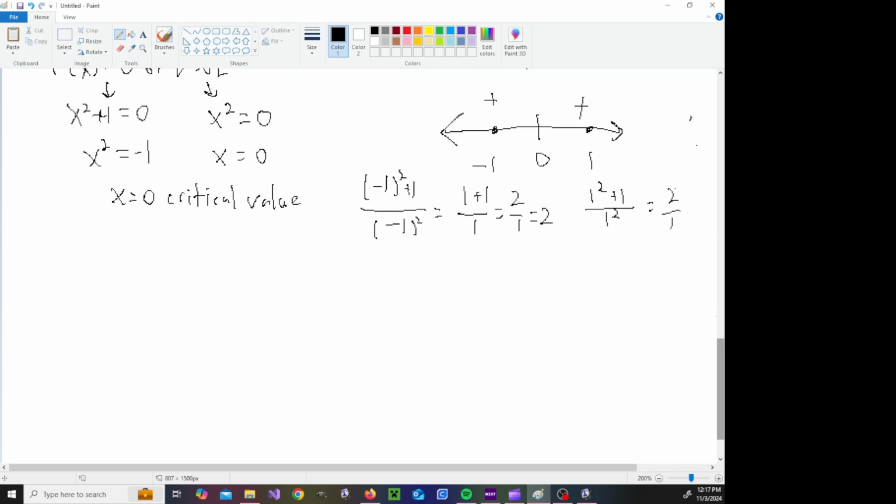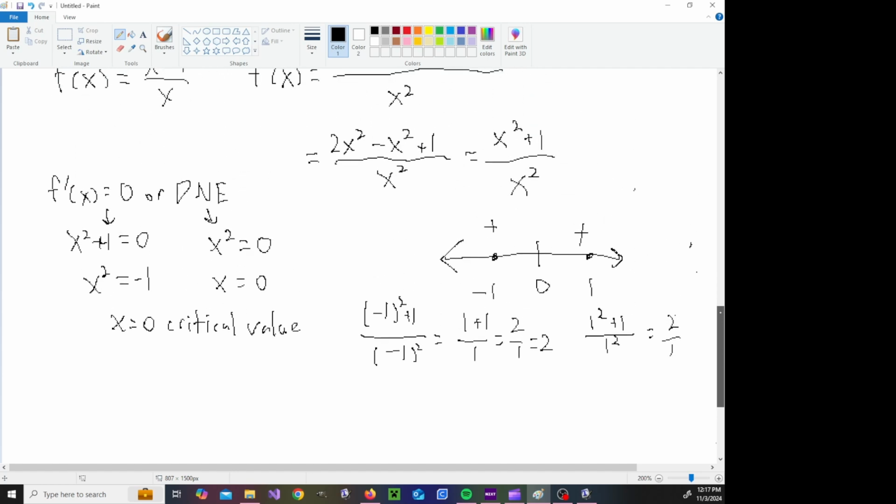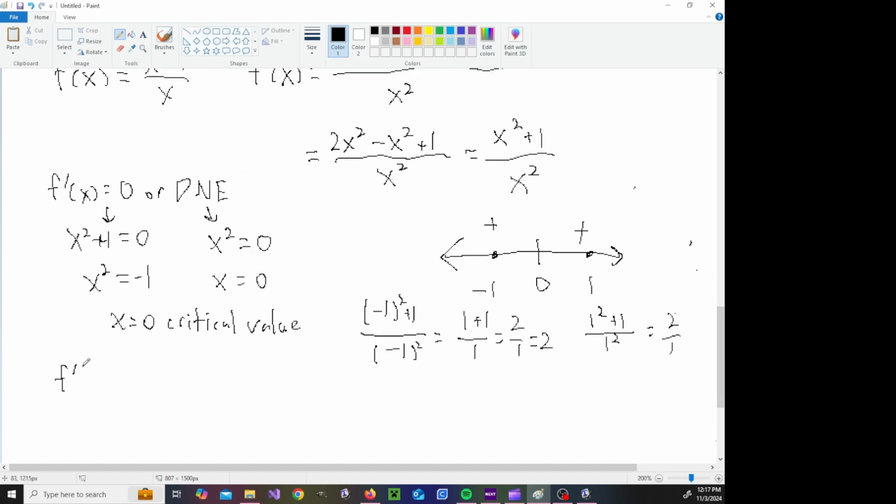Well, okay, now we want to talk about the second derivative. So we want to take the derivative of our derivative, right, of this function. So the derivative of the top is 2x times the denominator, x squared, minus the top as is, x squared plus 1, times the derivative of the denominator, which is 2x, all over the denominator squared, so x squared squared, which is x to the fourth.